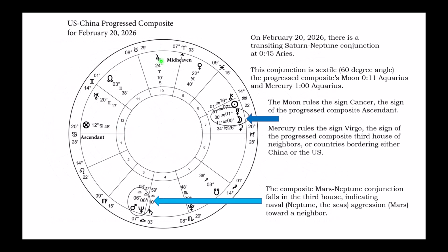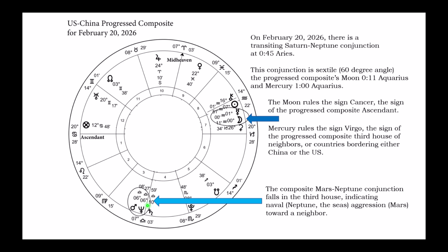But progressed composite Mars and progressed composite Neptune are moving to conjoin. That occurs in 2026-2027. This progressed composite is for February 20th, 2026, the date of the transiting Saturn-Neptune conjunction at 0 degrees 45 minutes Aries. Progressed composite Mars is at 6 degrees 8 minutes Libra, and Neptune is at 6 degrees 27 minutes Libra.